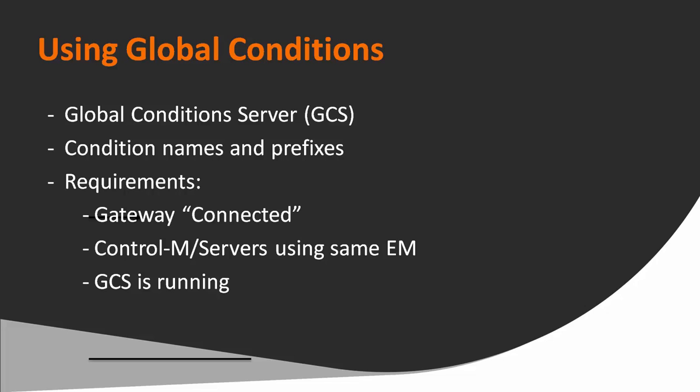You might also be wondering if there's a difference between a global condition or a regular condition. As far as Control-M Server is concerned, it does not know the difference, and we only use the term global condition to distinguish how the condition was created. As far as requirements are concerned, it's fairly simple. You just have to have the gateway connected, control room servers using the same enterprise manager, and obviously GCS has to be running. So now let's take a look at the setup.